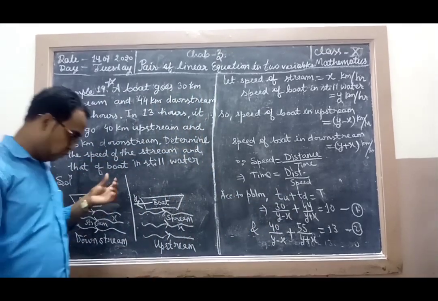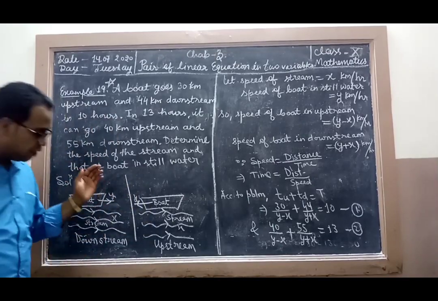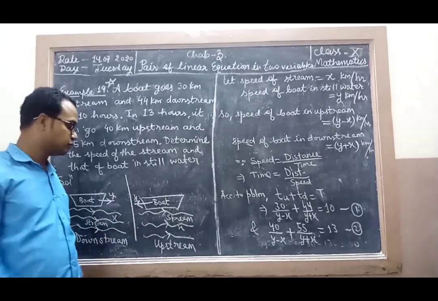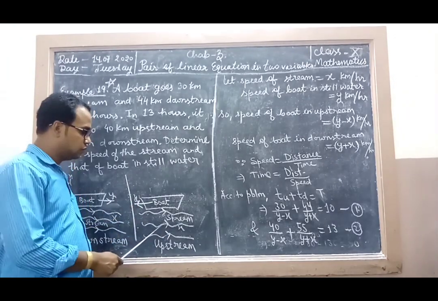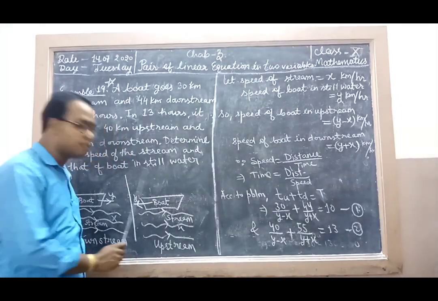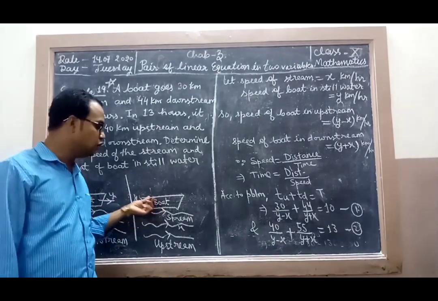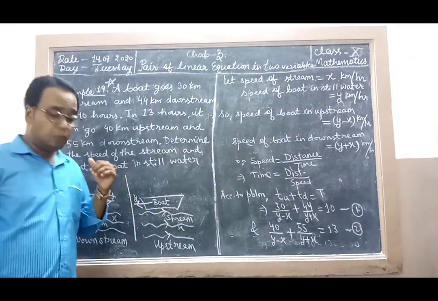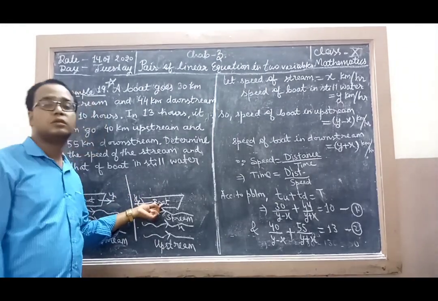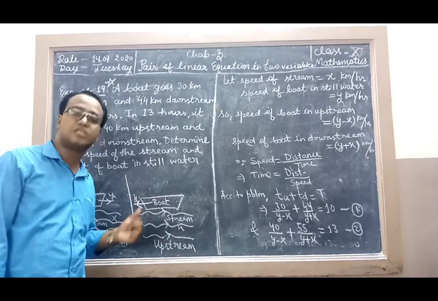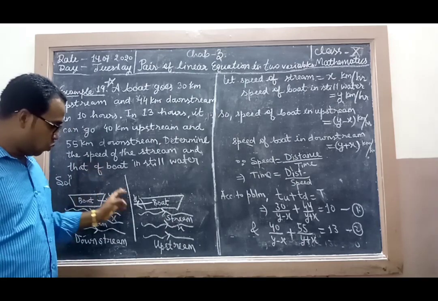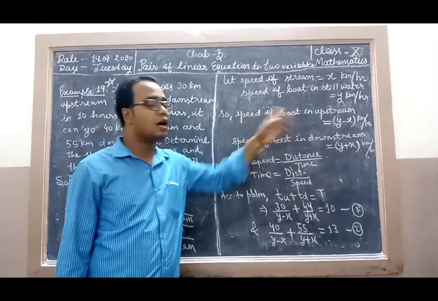Now students, one thing you must remember: if the speed of boat is less than the speed of stream, then the stream carries the boat along with it. But in upstream, it is important that the speed of boat is more than the speed of stream. So the boat can easily row in upstream. So y minus x is the speed of boat in upstream.